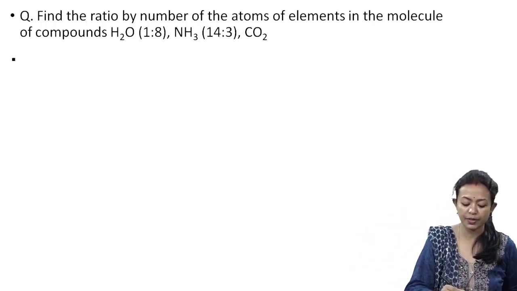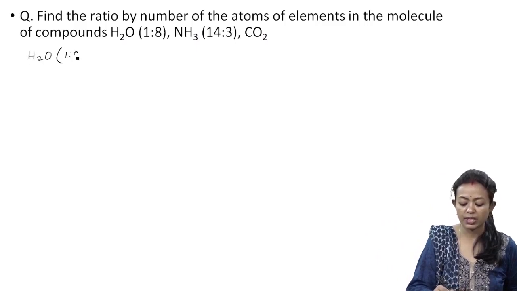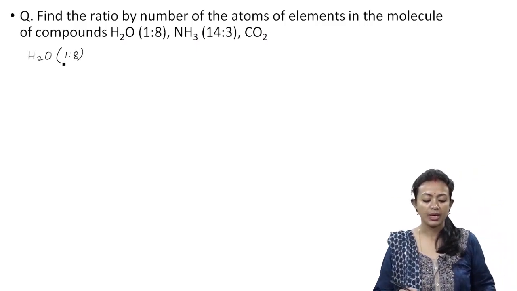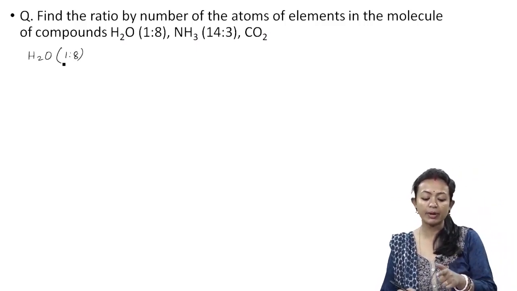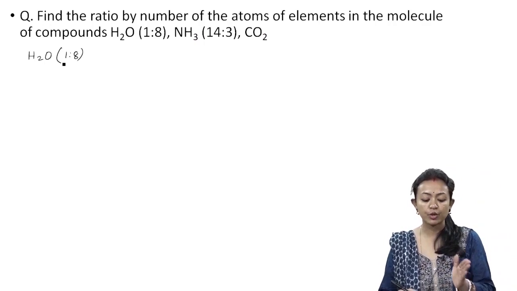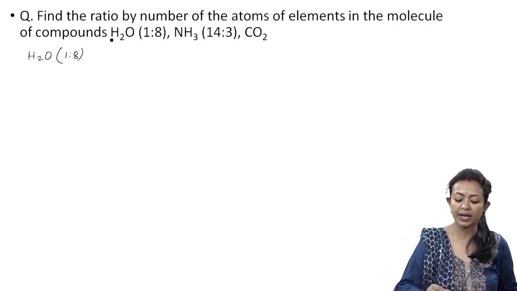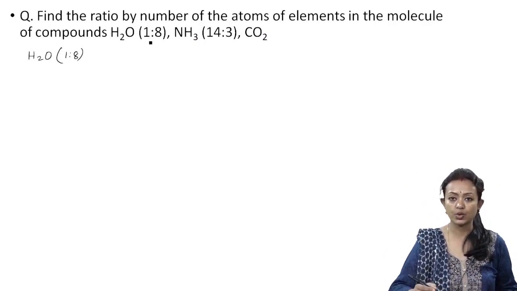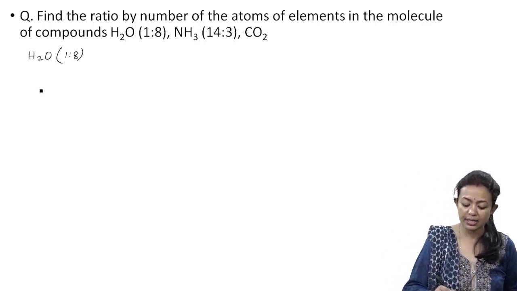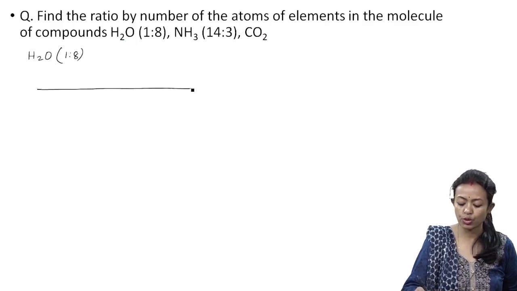Let us start with the first one. Let us take water, whose ratio is given to be 1:8. Now they say to find the ratio by number of atoms. We have to find out the ratio by number of atoms in the molecule of a compound which has a ratio between hydrogen and oxygen of 1:8. So for that, first we need to draw a table.